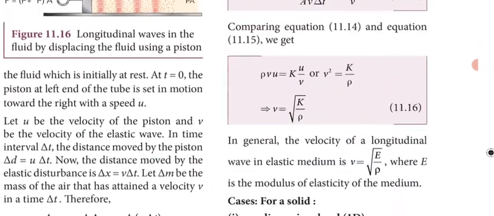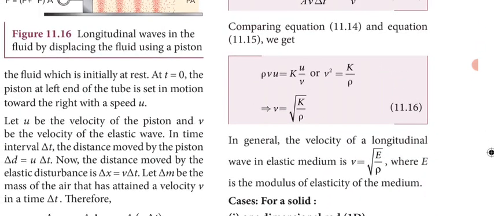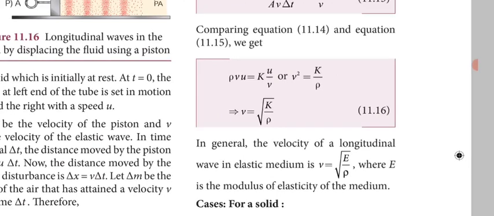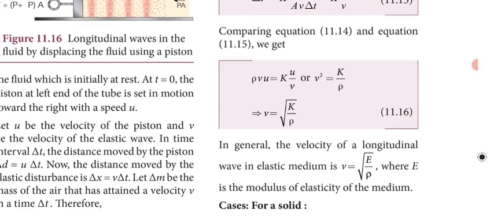And comparing the equations, you will get rho v u is equal to k into u by v. Otherwise, taking v on one side, v square will come and u gets cancelled, and rho will come on this side. It becomes v square is equal to k by rho. So v is equal to root of k by rho.